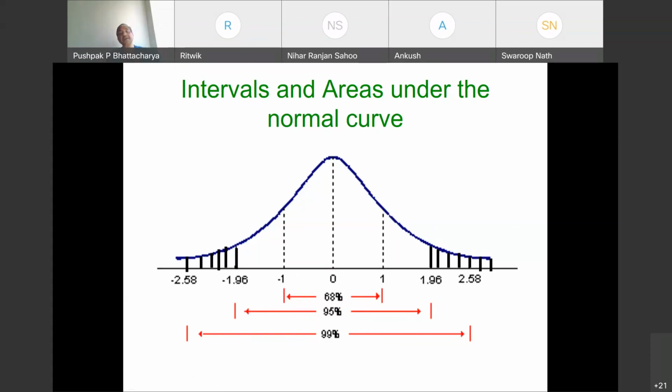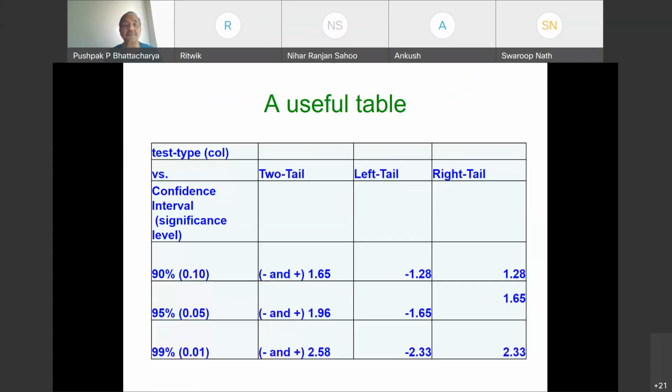So in a standard normal curve, I do not need to look beyond minus 2.58 or plus 2.58. The probability of those data points will be extremely small. This is the area under the normal curve, which we know from our study of the properties of normal distribution. Now, this is a useful table.